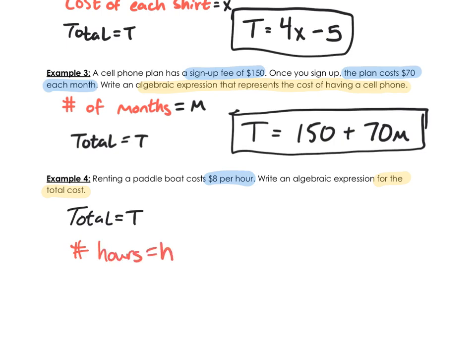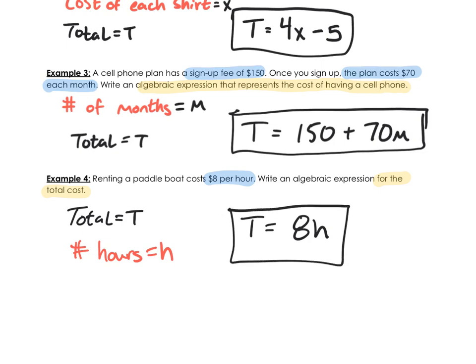So I'm going to call that H here, just to keep it a little bit simple. So as we write this, we know our total cost will be $8 for how many hours? Okay. Was there any additional startup fee? No, they don't charge you any insurance or anything like that. It's just however many hours you are. So your total would just be 8H.